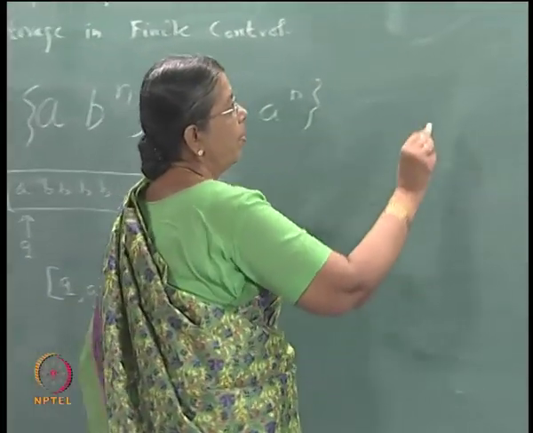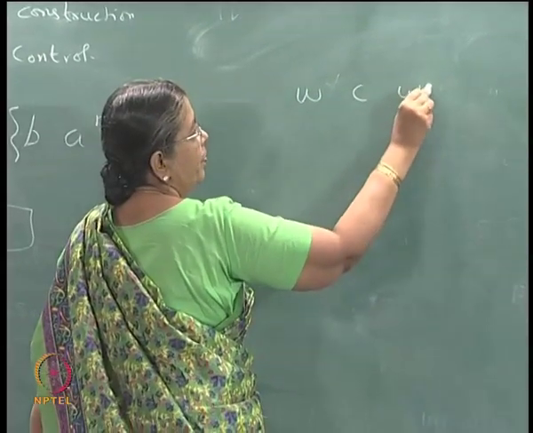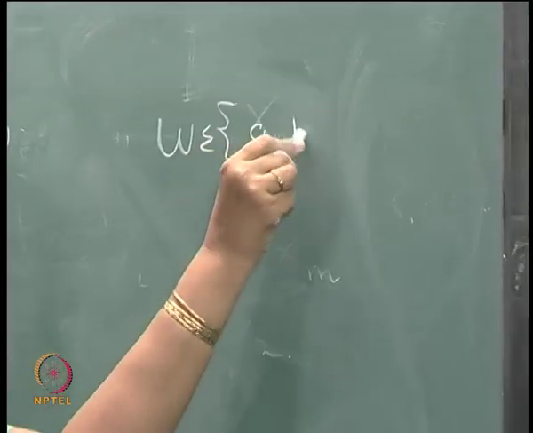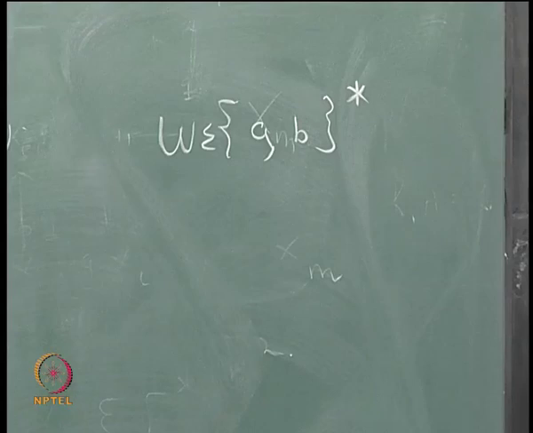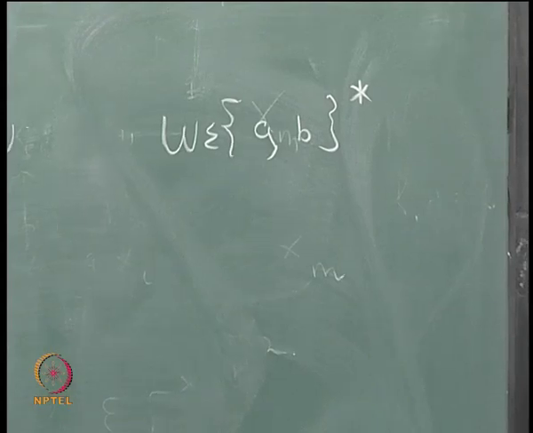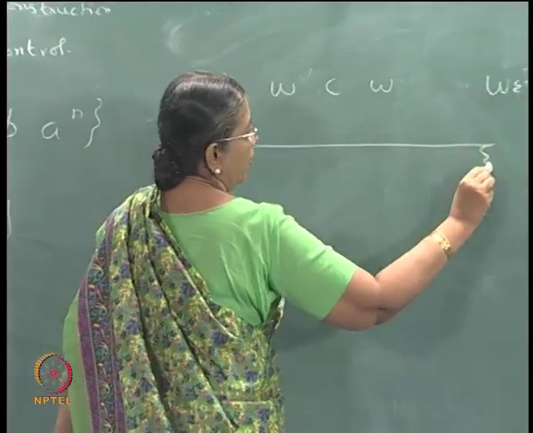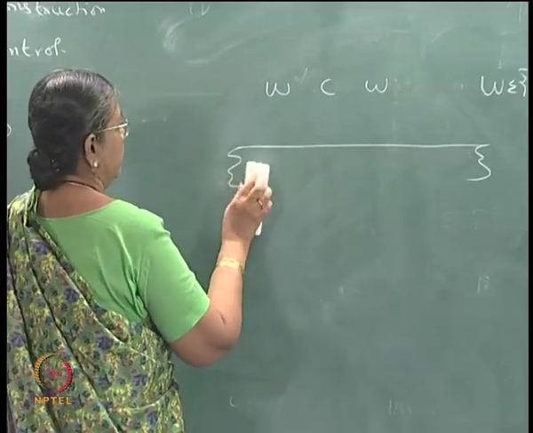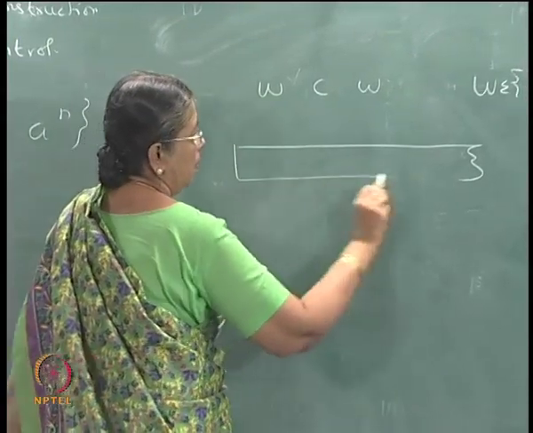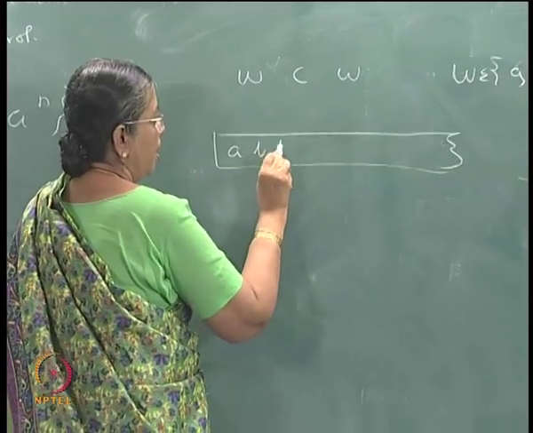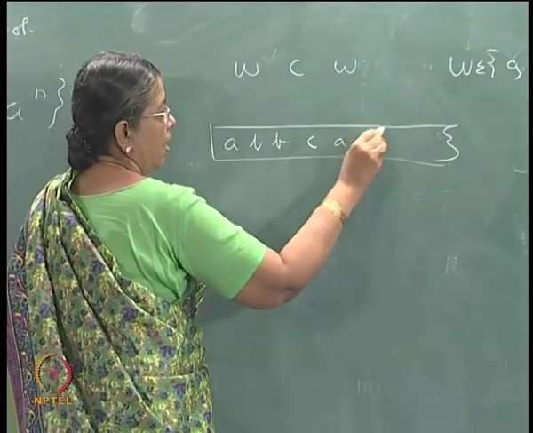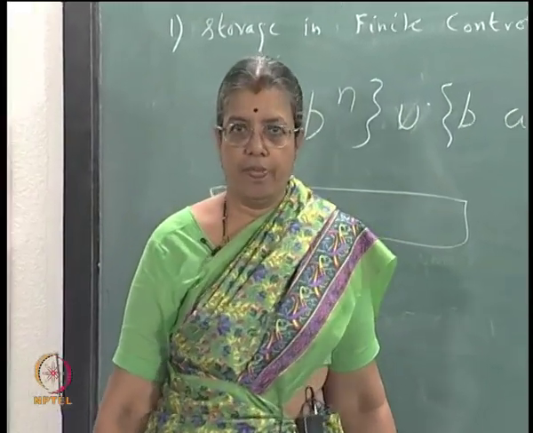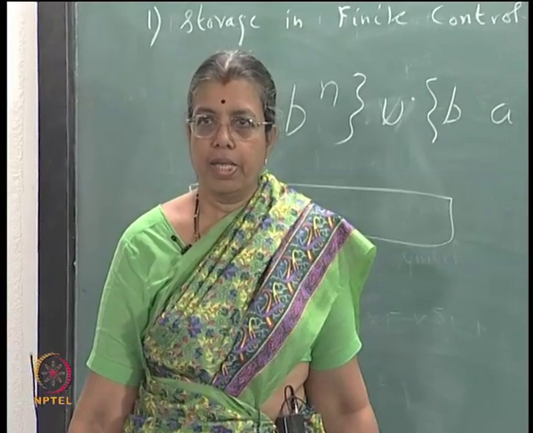Another thing is, suppose I want to accept w c w, where w is a string of a's and b's. So, for example, a b b c a b b. No, this is not context free, this is context sensitive. You cannot have a push down automaton accepting that.